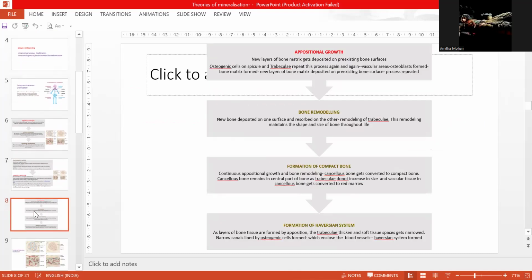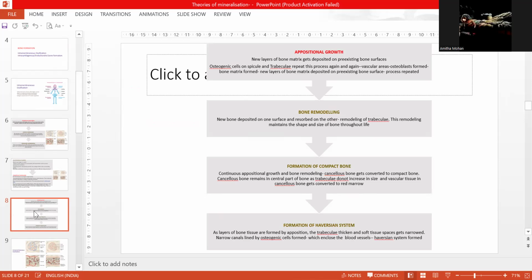So, in this way, new layers of bone matrix get deposited on the pre-existing bone surface. Osteogenic cells from the spicule and on the trabeculae, this process is repeated again and again. In the vascular areas, osteoblasts get formed, bone matrix gets formed. Like that, new layers of bone matrix get deposited on the pre-existing bone surface. In this manner, the process is repeated.